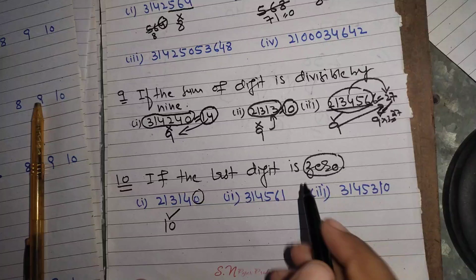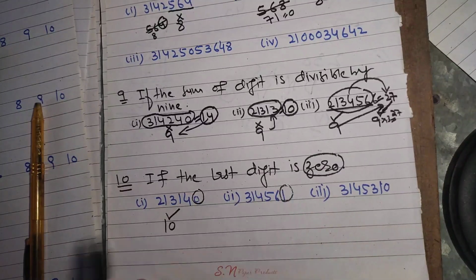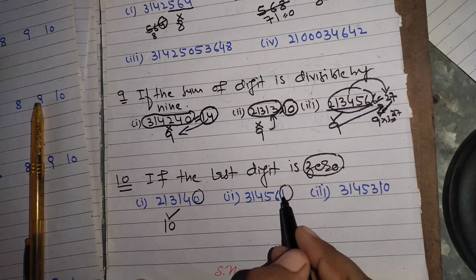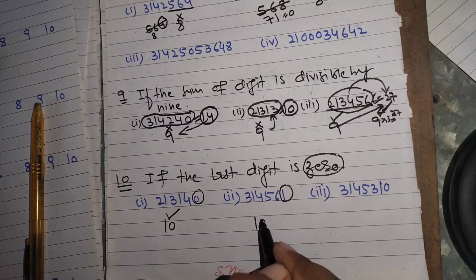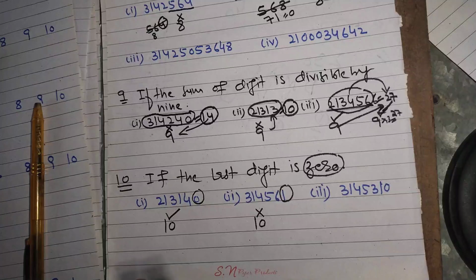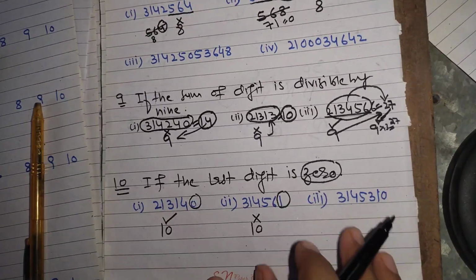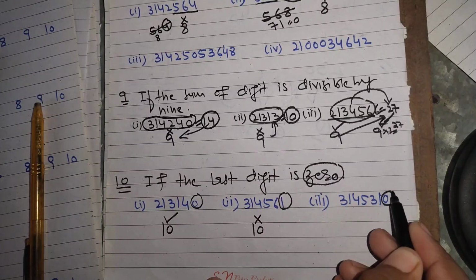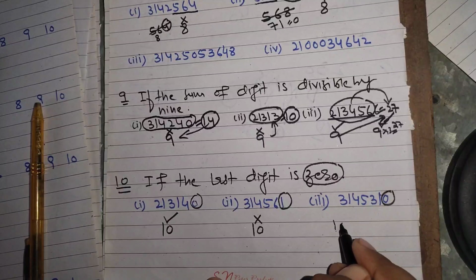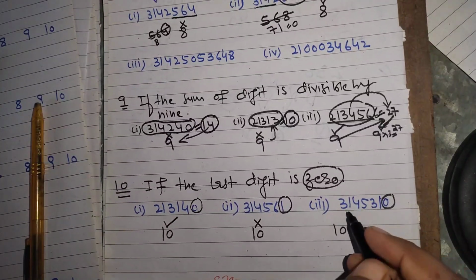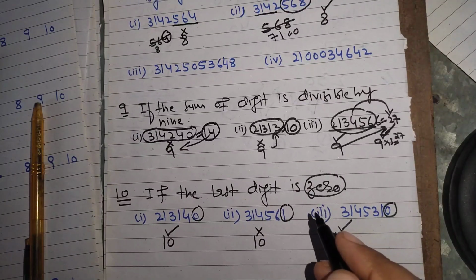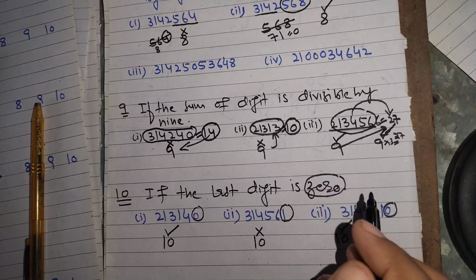So according to the rule, this number is divisible by 10. And now we come to the second number. The second number here ends in 1. According to the rule, 0 is not present, it is an odd number, so we say this number is not divisible by 10. Now we come to the third number, the 3 1 4 pattern. Here the last digit is 0, so we say this number is divisible by 10. Hope you got it.